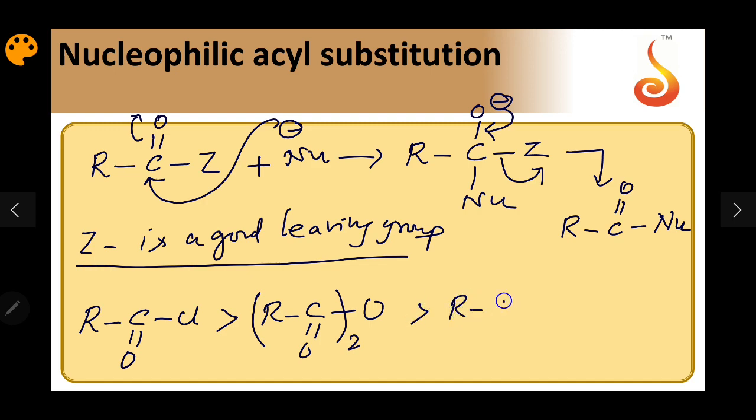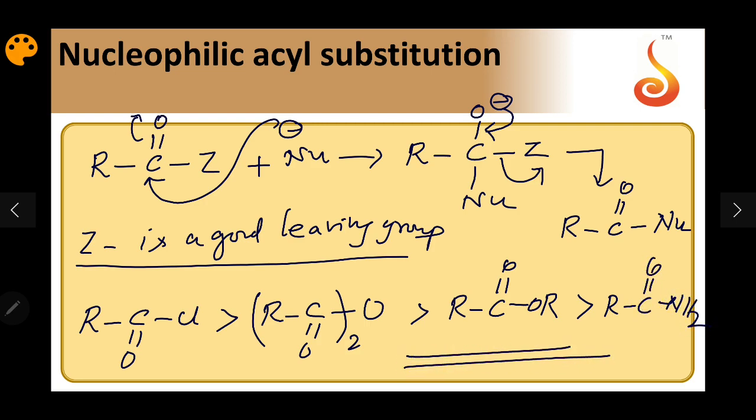Then it is ester, comparatively OR minus is a better leaving group compared to NH2. So amide is the least reactive acid derivative. So based on the leaving ability of the group Z, we can have this order of reactivity. In case of aldehydes and ketones, H or R, both are very poor leaving groups, so they cannot undergo acyl substitution. They undergo nucleophilic addition. That's the basic difference between aldehydes and ketones and carboxylic acid derivatives.